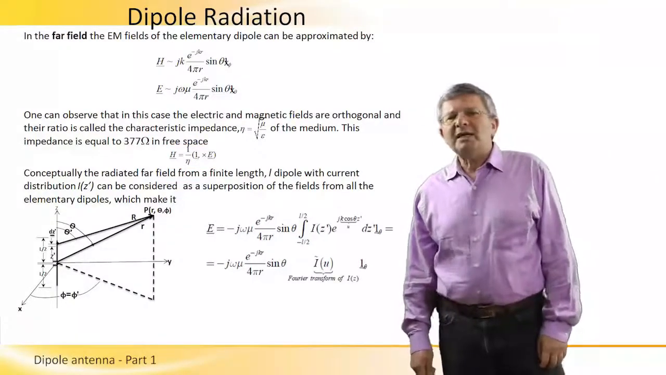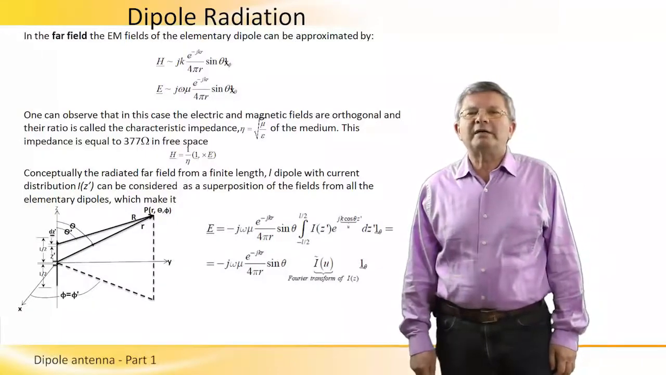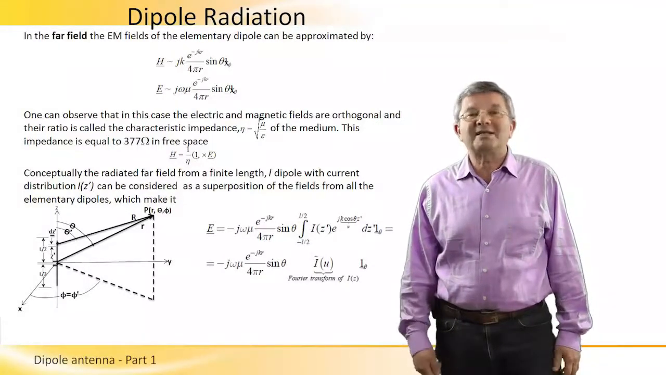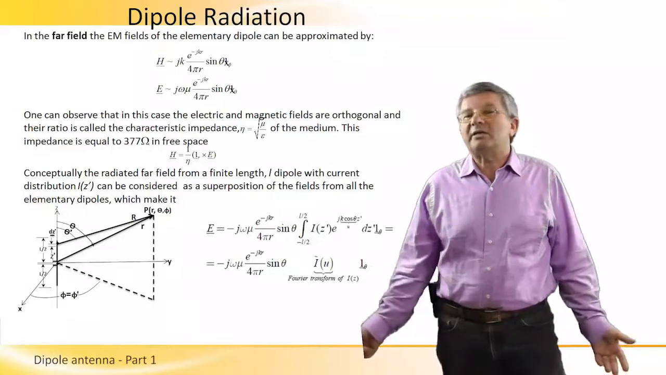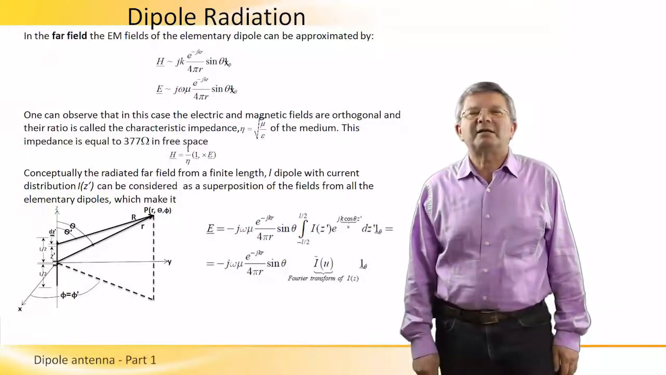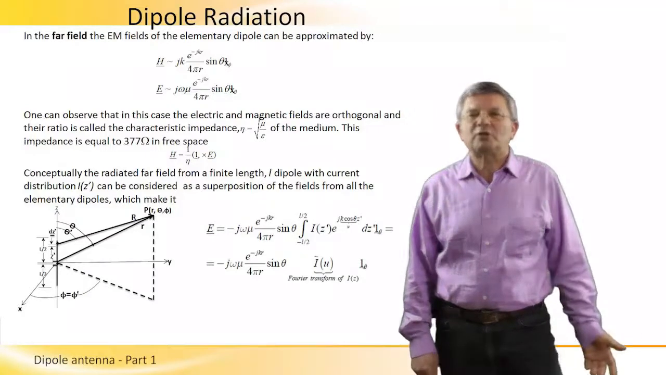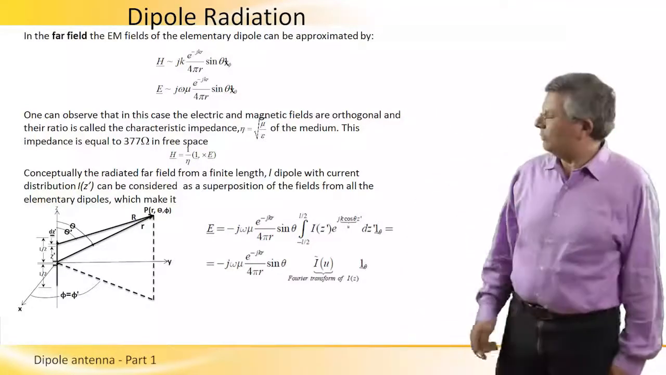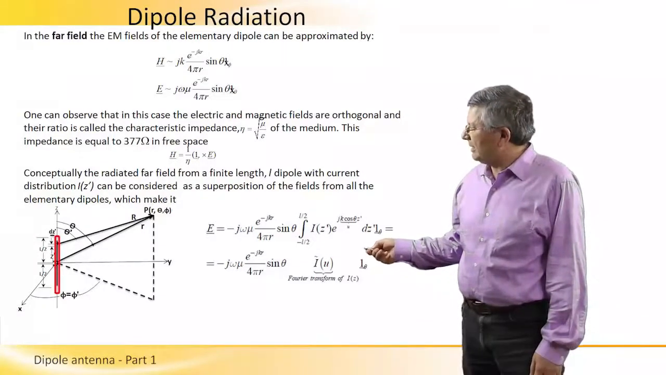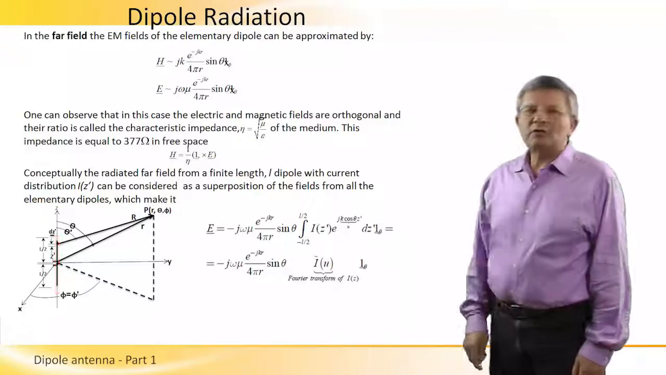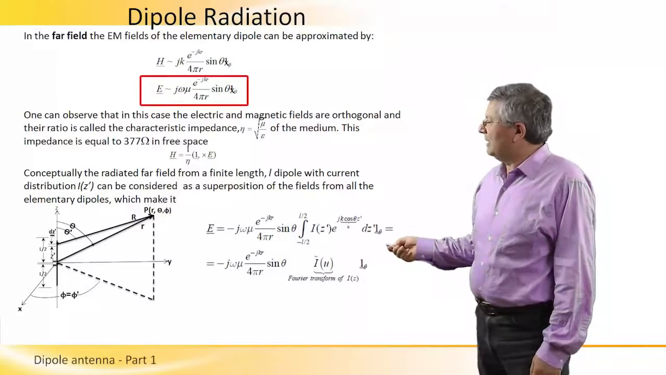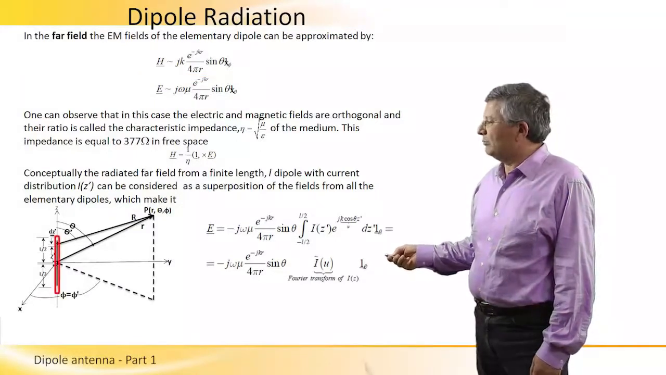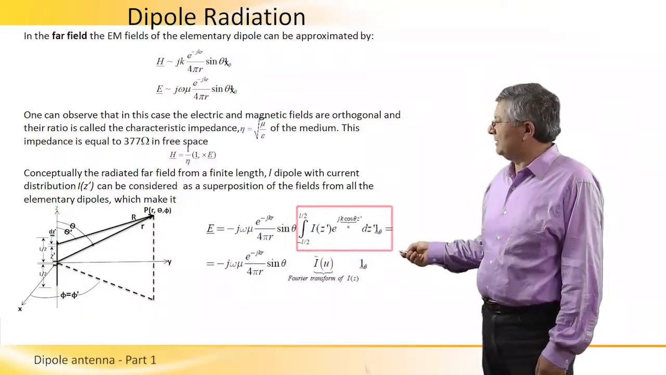Conceptually, the radiative far field for a finite length L dipole, which is an extension of the elementary dipole with arbitrary current distribution I(z'), can be considered as a superposition of the fields from all the elementary dipoles which make up the entire current distribution. We can get the total electric field by integrating this electric field over all the elementary dipoles which make up the entire finite length dipole. And this can be expressed by this integral.